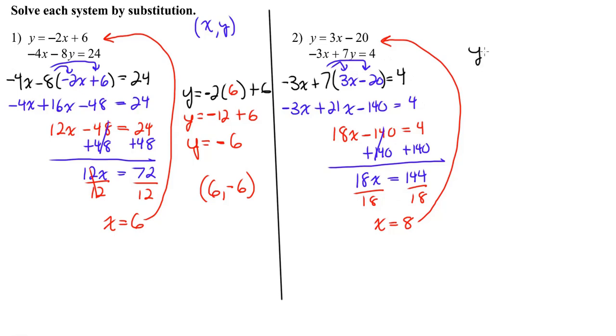We get y equals 3 times x minus 20, and we know that x is 8, and 3 times 8 is 24, and 24 minus 20 is 4. So we see that y equals 4. So again, our ordered pair x comma y, our solution is 8 comma 4.